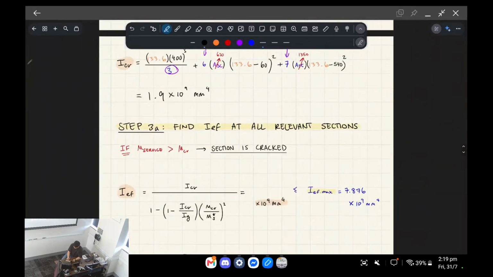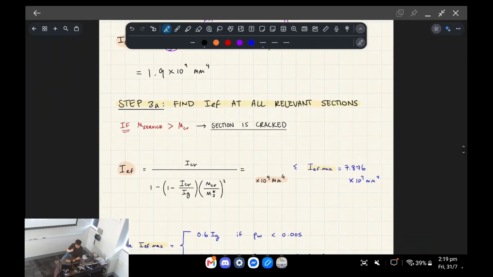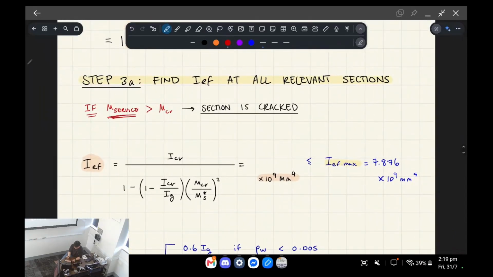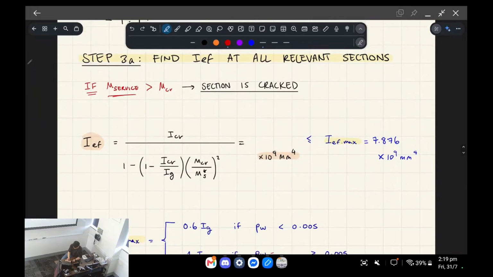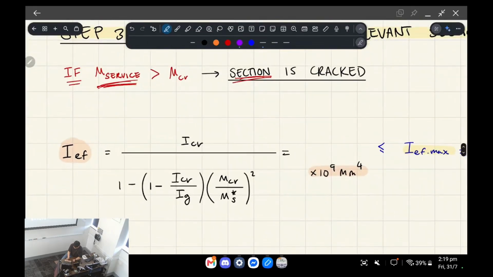Now the next step requires us to find I effective at all relevant sections. We only have one relevant section, which is the section at the middle of the beam. The section's cracked, specifically. We found this out in a previous step. You see this big formula here. This is what I'm saying: you need to learn how to store values on your calculator really well, because this is a stored value, this is a stored value, this is a stored value, this is a stored value.